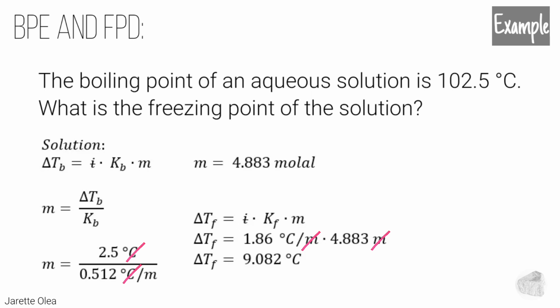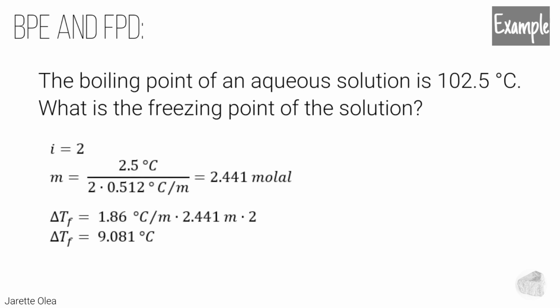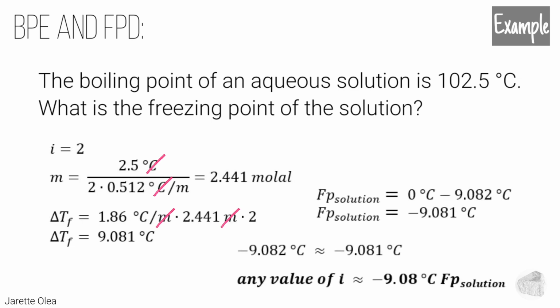In acquiring the freezing point of the solution, we must subtract the value we got from the freezing point depression formula from the actual freezing point of water at 0 degrees Celsius. We found out that the freezing point of the solution would be negative 9.082 degrees Celsius. In the meantime, let's revisit the dissociation factor. We can actually try the factor to be assumed as 2, and still, following the same procedures, we roughly get the same answer at negative 9.08 degrees Celsius. This additionally indicates that any dissociation factor will do in this problem.